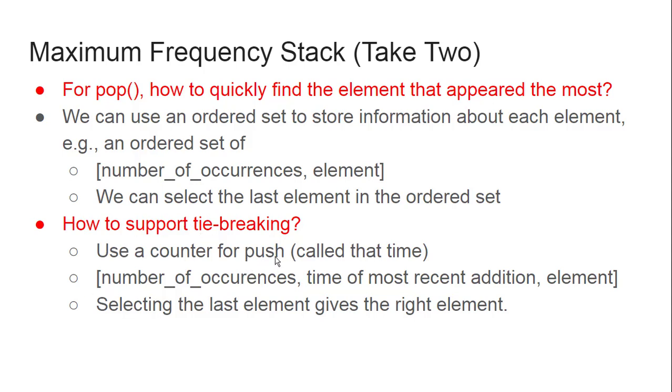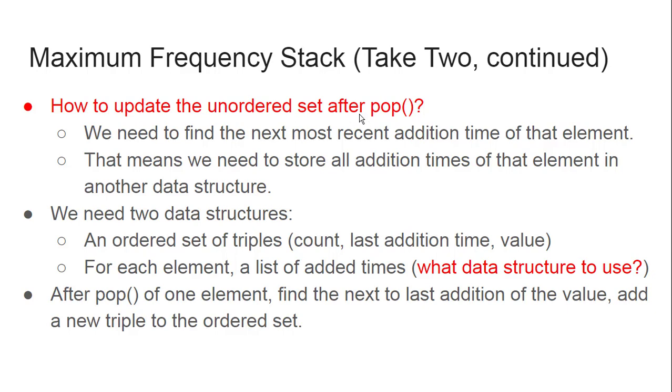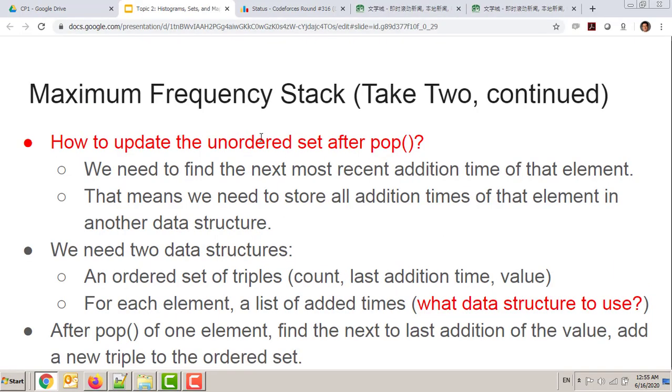Then we can put in the number of occurrences of a number, the time of the last addition of that element, and the element. We can have a size 3 array and put that into this ordered set. When we take the last element from the set, it will have the most number of appearances. If multiple elements have the same number of appearances, then it will give us the one with the last addition, which is exactly what we need. So we need this set to be able to support finding the element. Now, after pop, we need to update this set. So actually, this should be an ordered set.